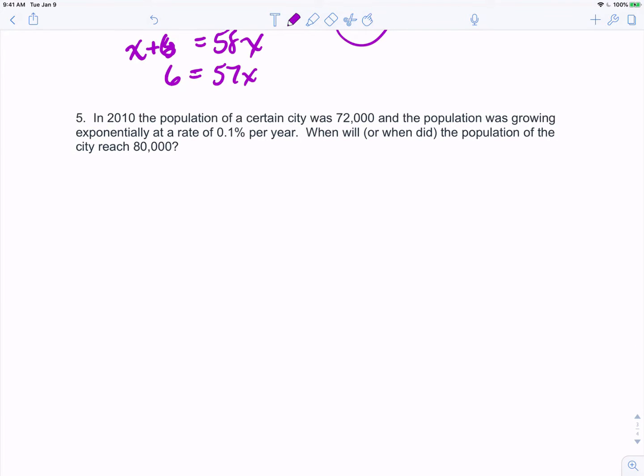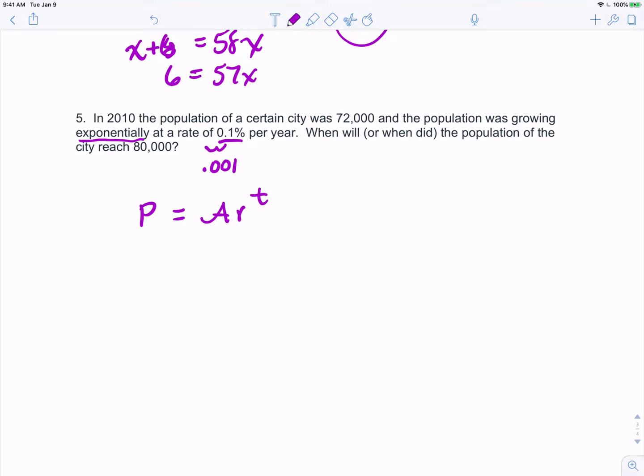And finally, we have an application problem. In 2010, the population of a certain city was 72,000, and the population was growing exponentially at a rate of 0.1% per year. So as a decimal, that would be 0.001. Well, when did the population of the city reach 80,000? So our formula for exponential growth is our final amount, whatever you want to call it, is equal to our initial amount times our rate to the t power.